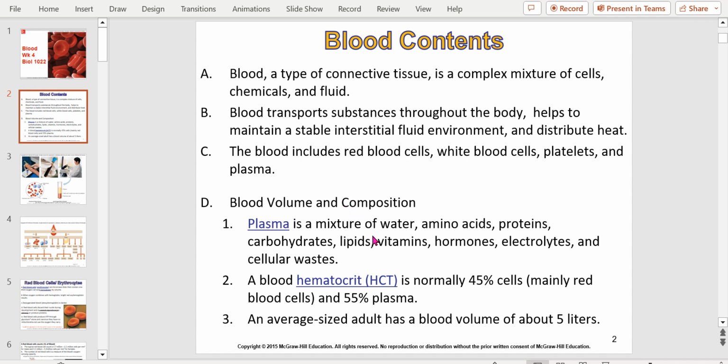Blood volume and composition. Plasma is a mixture of water, amino acids, proteins, carbohydrates, lipids, vitamins, hormones, electrolytes, and cellular waste. Plasma is that yellow ooze you'll see from an oozing cut. Blood hematocrit, the blood test to determine how much you have, is normally around 45% RBCs with about 55% plasma. I'll show you a slide right here that gives you a nice picture of what this is all talking about.